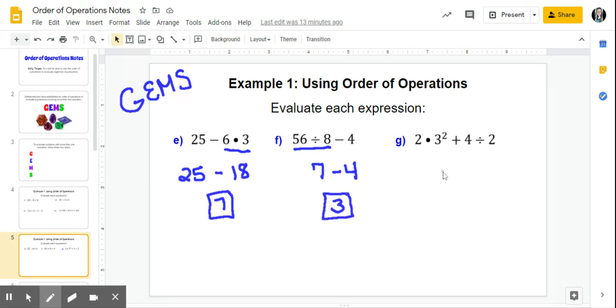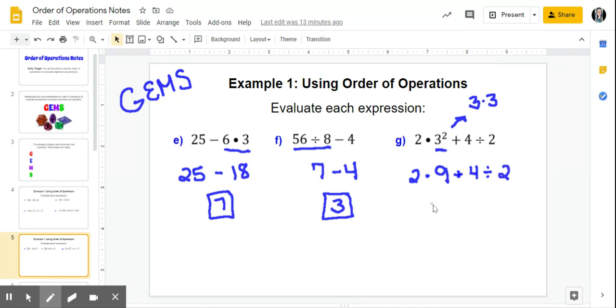One more example, and we made this one a little more difficult. So G stands for grouping symbols, no grouping symbols. E stands for exponents, and this time I have an exponent, this 3 to the second power. Remember, when you have an exponent, the exponent tells you how many times to multiply the base by itself. So 3 to the second power does not mean 3 times 2. It means 3 times 3. 3 times 3 gives me 9. I'm going to drop down the remainder of the problem.